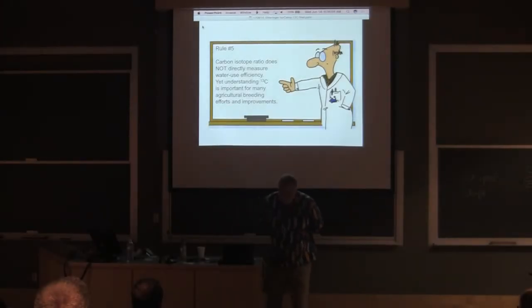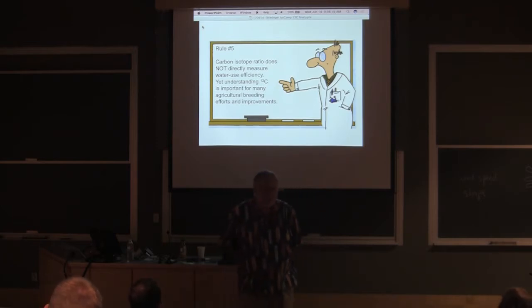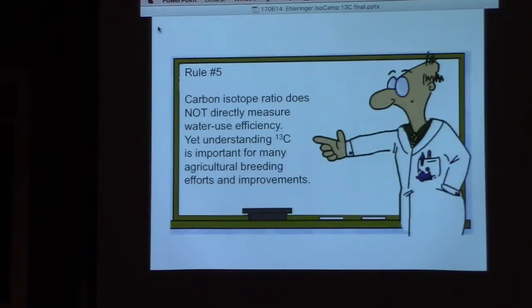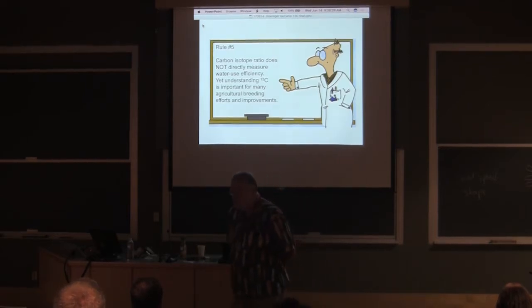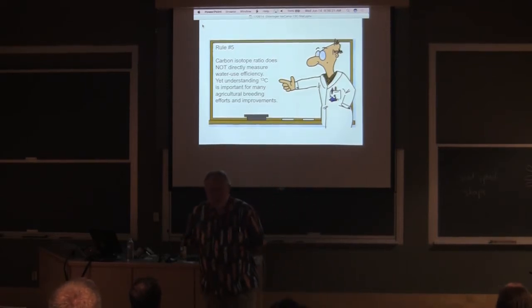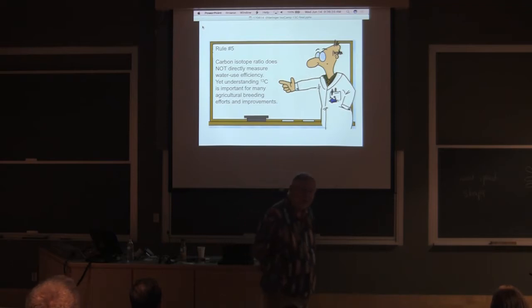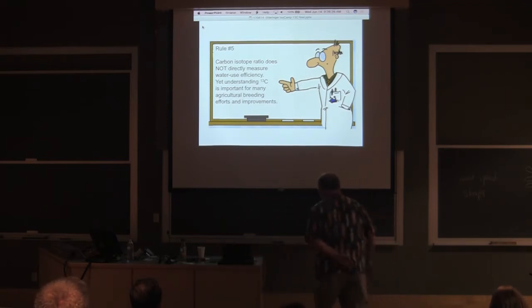Rule 5. You will hear lots of people say that carbon isotope ratio measures water use efficiency. Mistake, wrong, call them on this. Carbon isotope ratio does not measure water use efficiency. Carbon isotope ratio measures intrinsic water use efficiency. And these are two different terms.